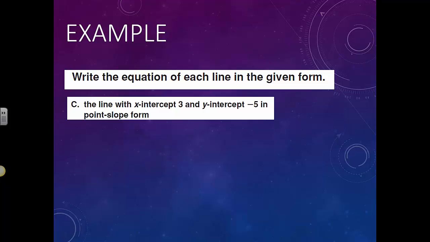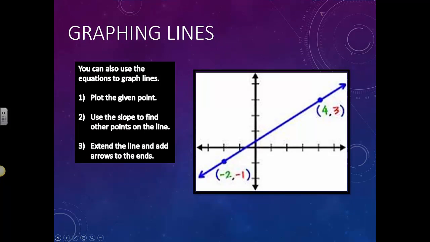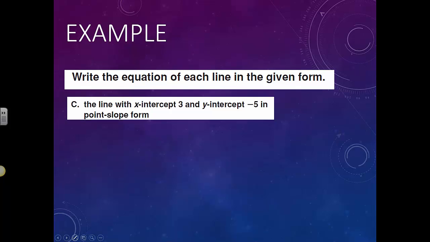Alrighty, lastly, we're going to write the equation of the line in the given form. This line has an x-intercept of 3 and a y-intercept of -5, and we got to write it in point-slope form. So if the x-intercept is 3, then that means we can write the point (3, 0). That's a point on the line. If the y-intercept is -5, that means we can write the point (0, -5). That's another point on the line. That's where it crosses the y-axis.